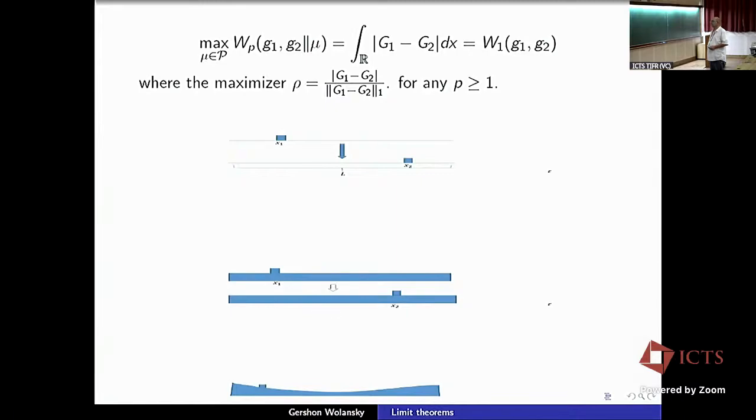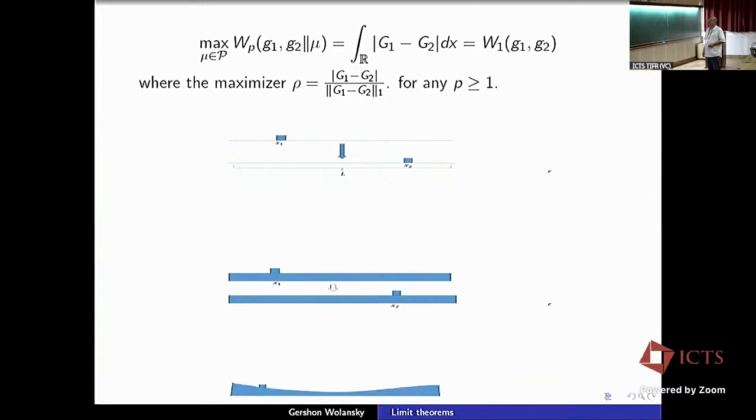Excuse me, I move it a distance epsilon, so I pay epsilon to the power p, and I do it 1 over epsilon times, and take the p-th root, so I get epsilon.